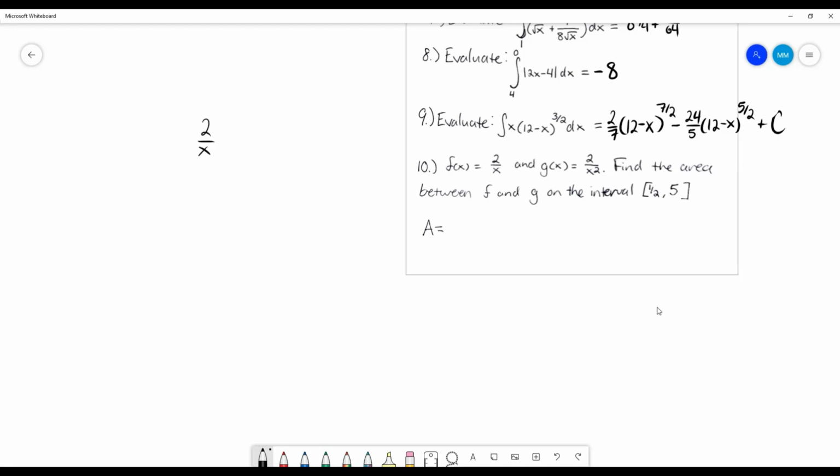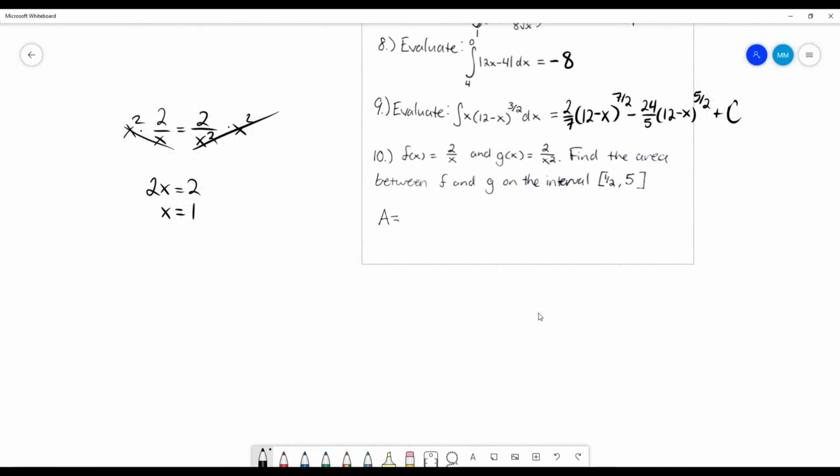So I'm going to set them equal to each other. And of course, I can multiply both sides by that x squared. And that cancels, and then one of those x's cancel. So I get 2x equals 2. So x equals 1. So they intersect at x equals 1, which is on that interval. So I know it's going to be one integral from 1/2 to 1 of something plus then the rest of the way.